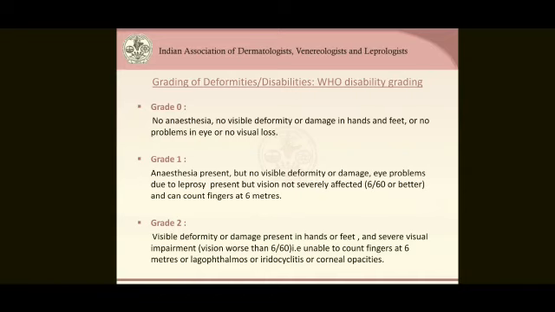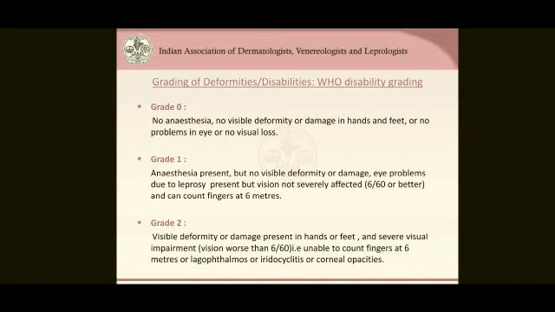Grading of deformity and disability according to WHO is graded as grade 0, 1 and 2. So grade 0, they will not be having any anesthesia, no visible deformity or damage in hands and feet, and no eyesight problems or visual loss. So that is grade 0. Grade 1 is anesthesia with no visible deformity or damage, eye problem due to leprosy present, but vision is not severely affected, 6 by 60 or better than this. Can count fingers at a distance of 6 meters.